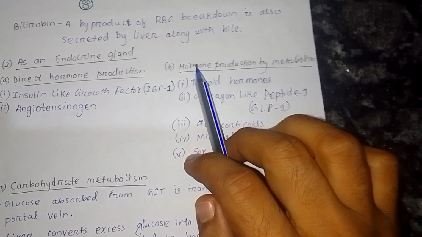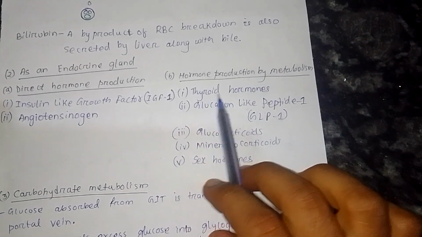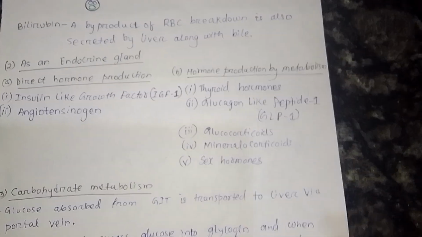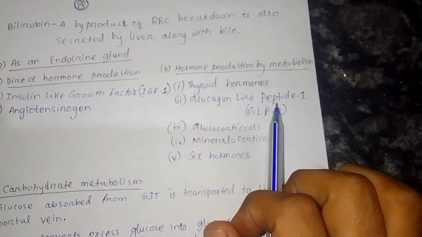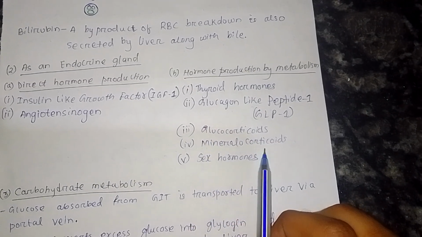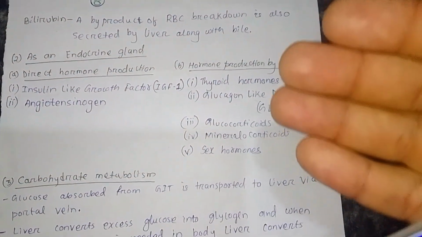And when we talk about hormone production by metabolism, then thyroid hormones like T3, T4, or calcitonin, these are also produced by the liver by some other metabolism processes. Also glucagon-like peptide, GLP-1, or glucocorticoids, mineralocorticoids, sex corticoids, these are the other hormones that are produced by the liver with some mechanisms.